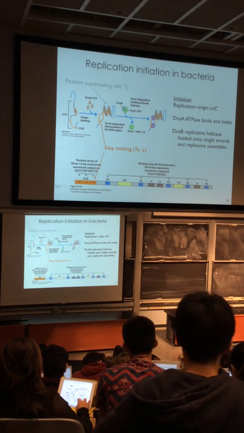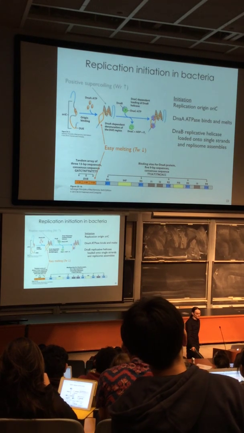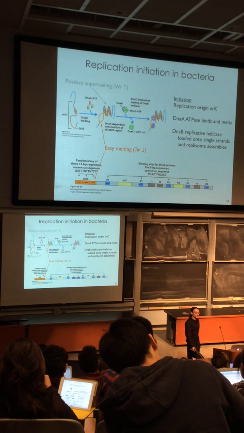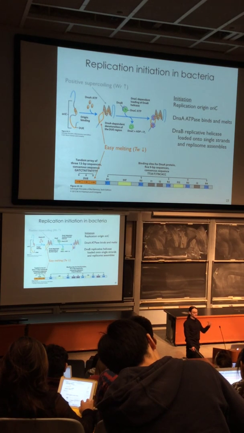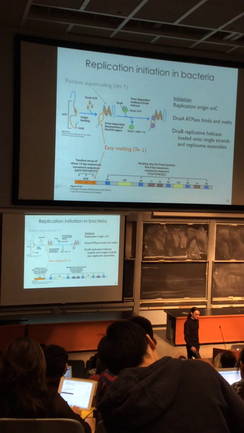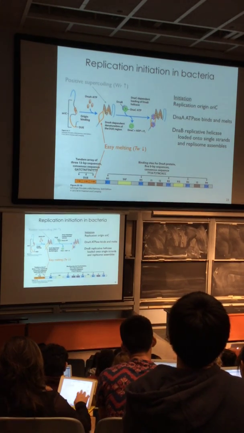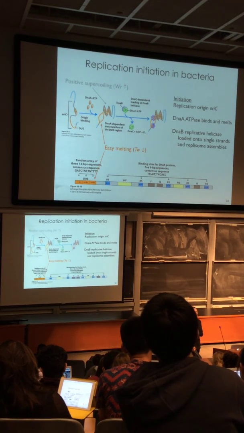So the process of replication initiation in bacteria actually begins with loading of this DNA helicase that's going to melt apart the fork. And so it really coordinates all of the events that are going to happen in the assembly of the replicative polymerase at the replication fork. And the process of replication initiation actually depends a little bit on some of the DNA topology that we were talking about.